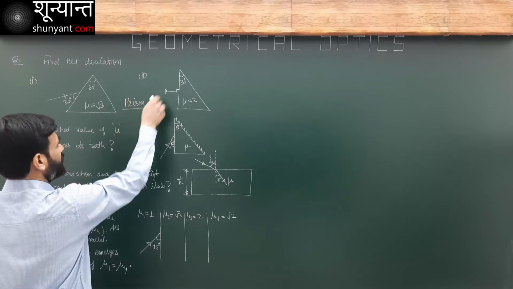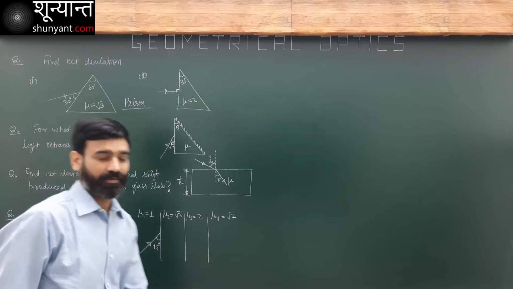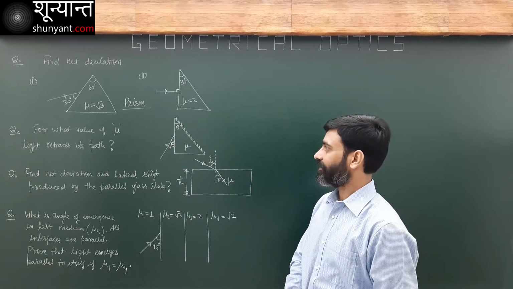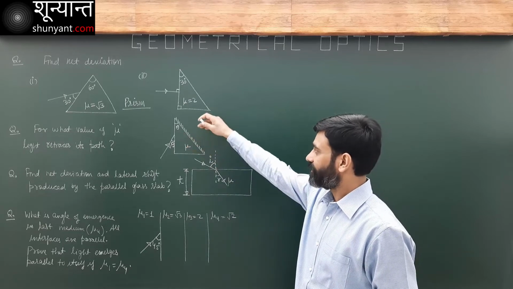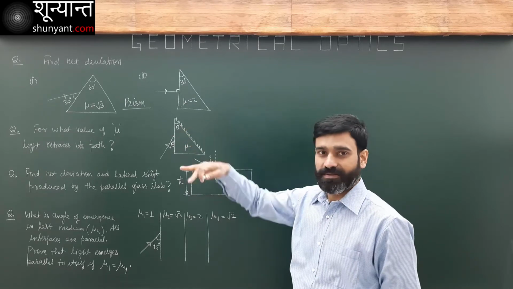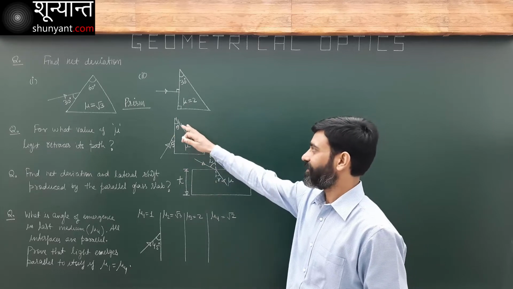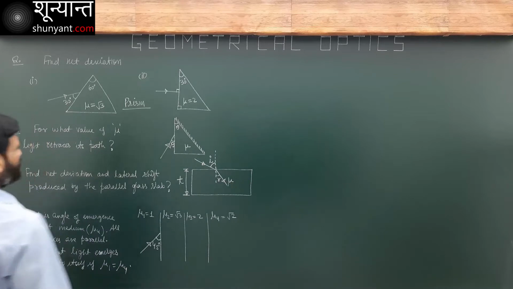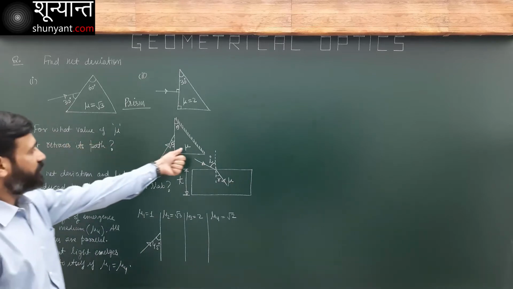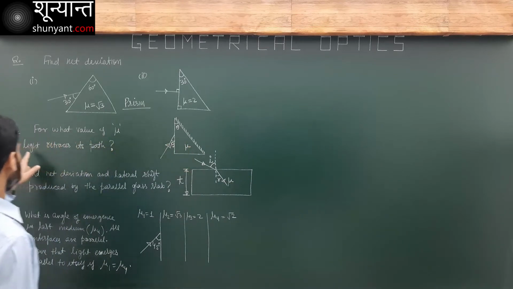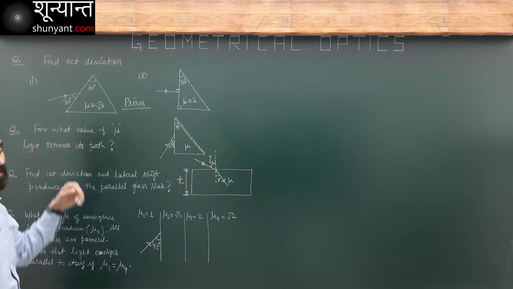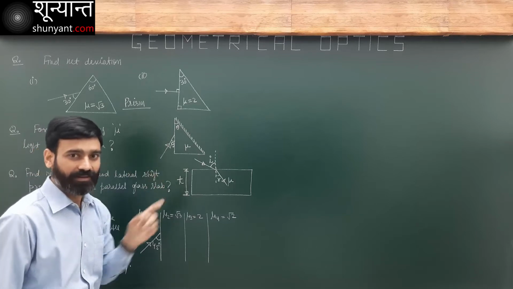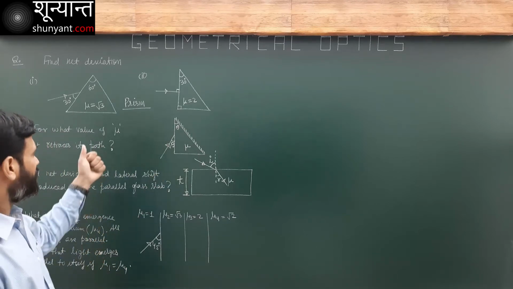A structure like this, triangular. It is a triangular prism. And the second also. In the second question, one face is silvered. This is silvered here, so it behaves like a mirror. I will find for what value of mu such that light retraces its path. It enters in this direction, it has to come back along the same path. For that to happen, what should be mu?